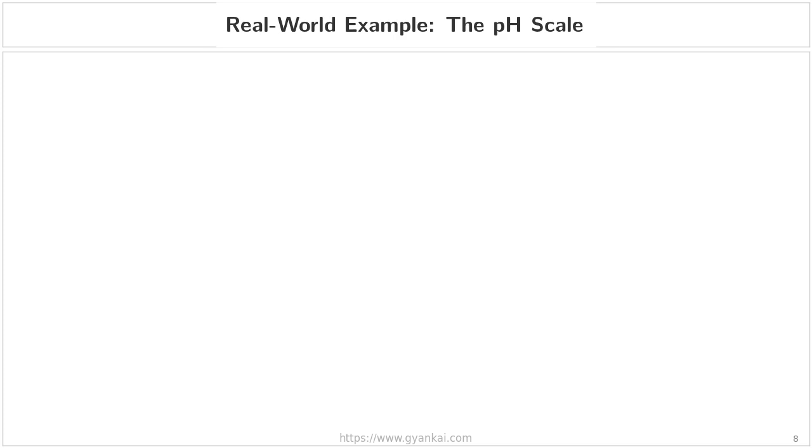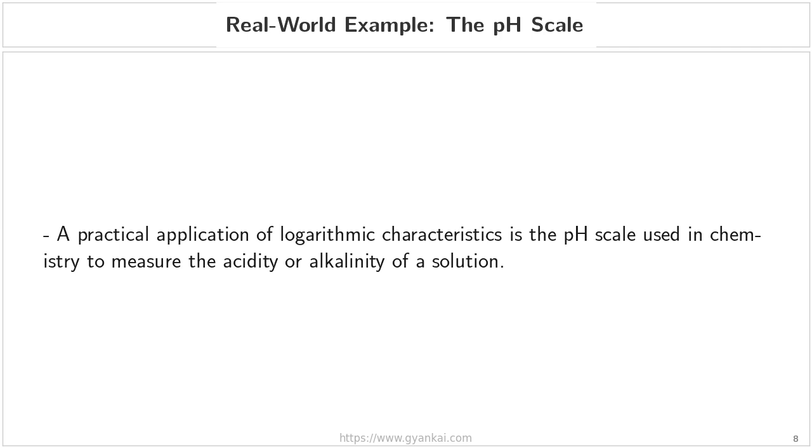Real-world example, the pH scale. Now that we have explored the theoretical properties of logarithmic functions, let us look at a practical, real-world application to see how these characteristics function in science. A prime example is the pH scale used in chemistry to measure how acidic or alkaline a solution is.